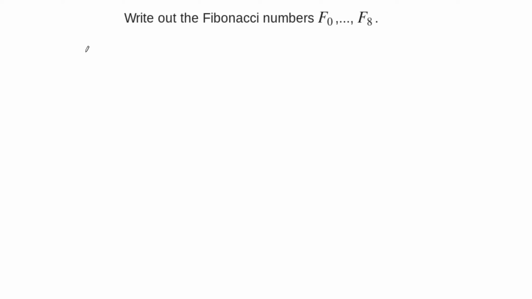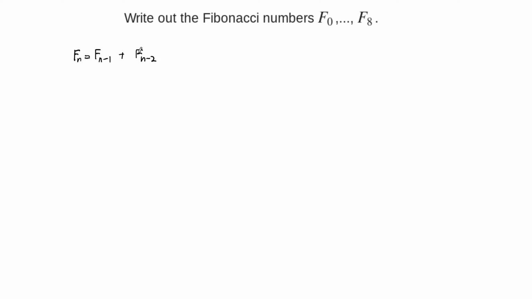In this video, we're asked to write out the first 8 or 9 Fibonacci numbers. So let's first recall how the Fibonacci sequence is defined. It is defined by the recurrence relation f sub n. So the nth Fibonacci number should be equal to the sum of the previous two. So that's f sub n minus 1 plus f sub n minus 2.